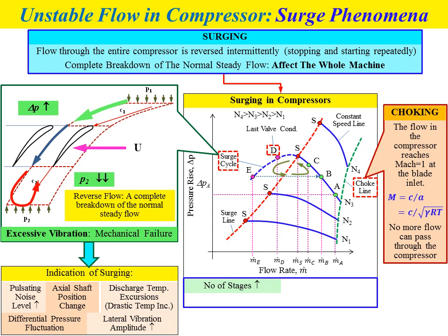If we use a higher number of stages for the compressor, we can increase the pressure ratio value, and we can also increase the operational margin between the surge point and the choke point, as shown in the figure. So we have more options.